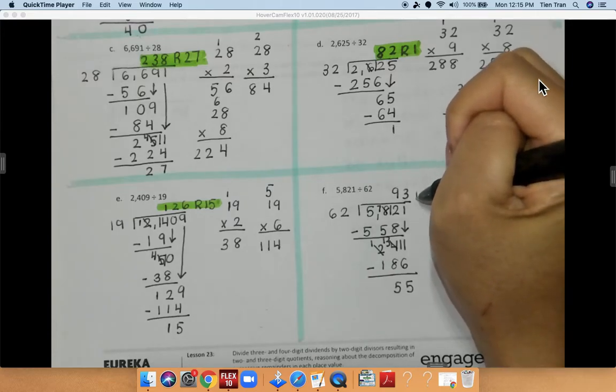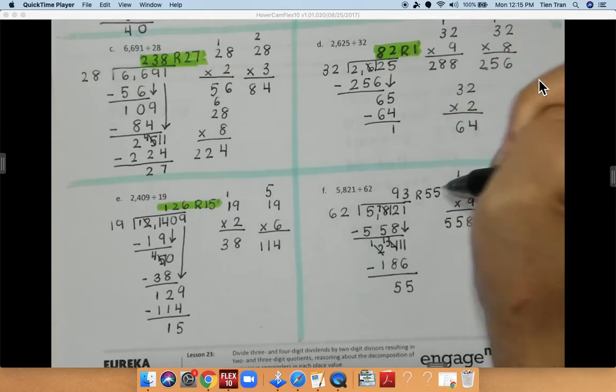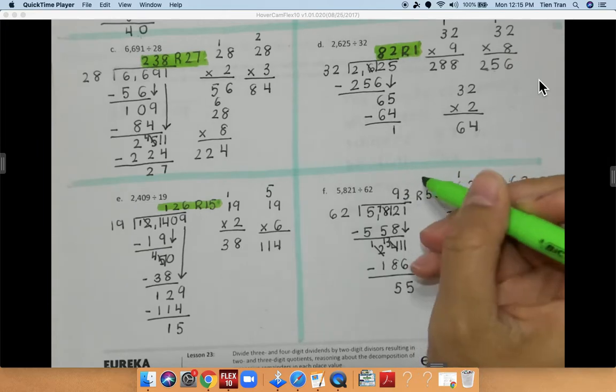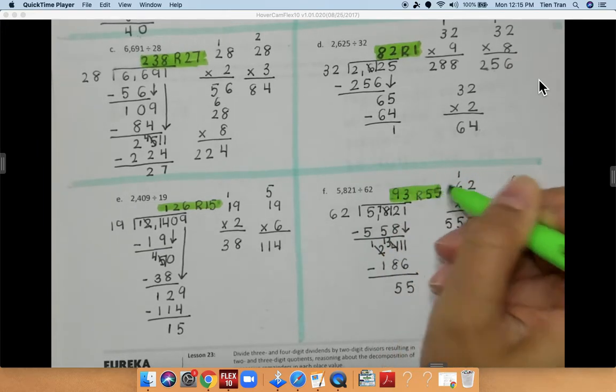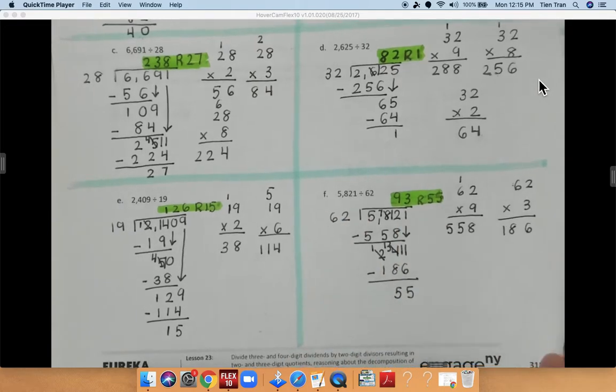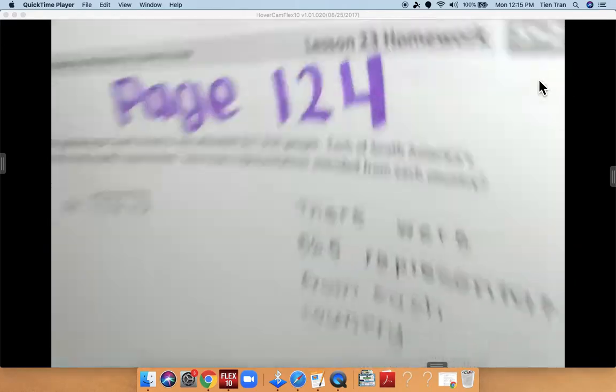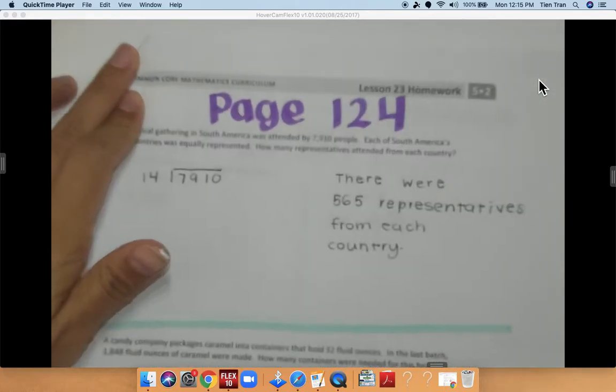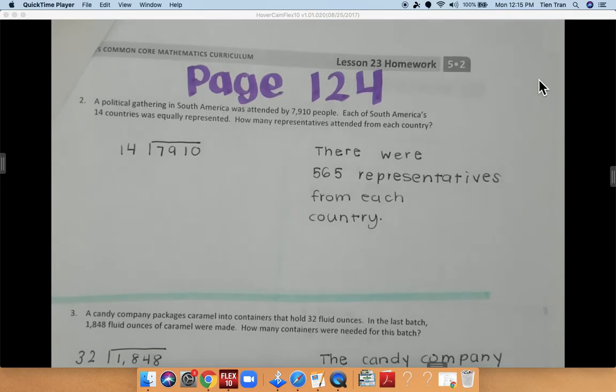So that means that my remainder is equal to 55. So I have 93, remainder of 55. And 55 is still less than our divisor 62, so it is correct. Now, I'm going to turn the page, and we are on page 124. Make sure you are turning to the correct page.